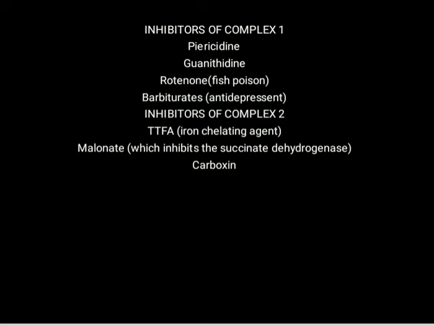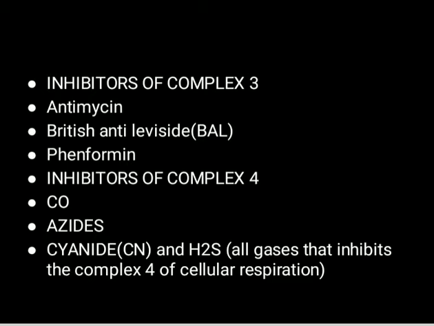First of all, the inhibitors of complex 1: pyridine, guanethidine, rotenone, barbiturates. Rotenone is a fish poison, and barbiturates are antidepressants. Secondly, inhibitors of complex 2: TTFA, which is an iron chelating agent, and malonate, which inhibits succinate dehydrogenase, and then carboxin. Then the inhibitors of complex 3: antimycin, British anti-Lewisite (BAL), phenformin.